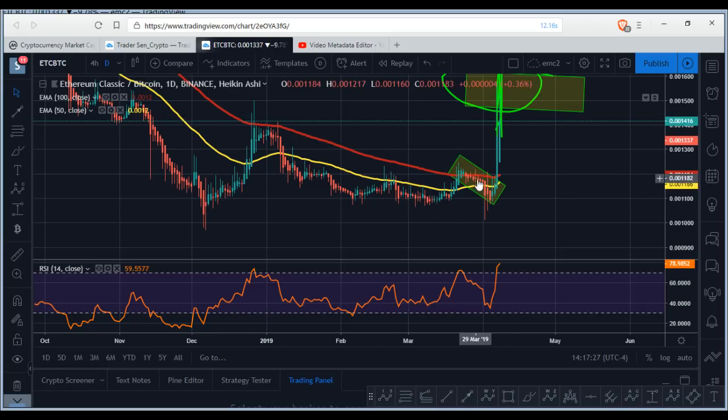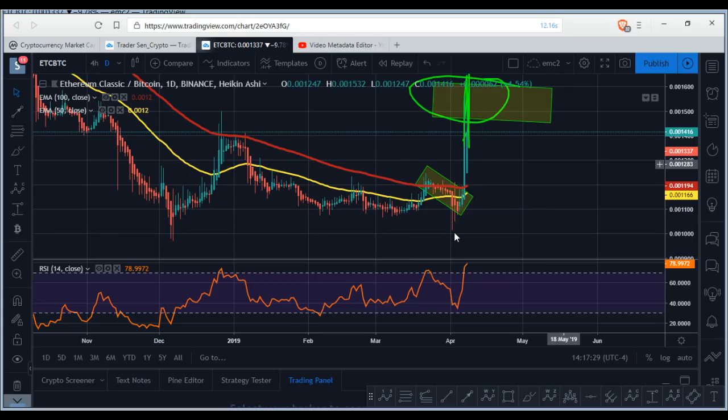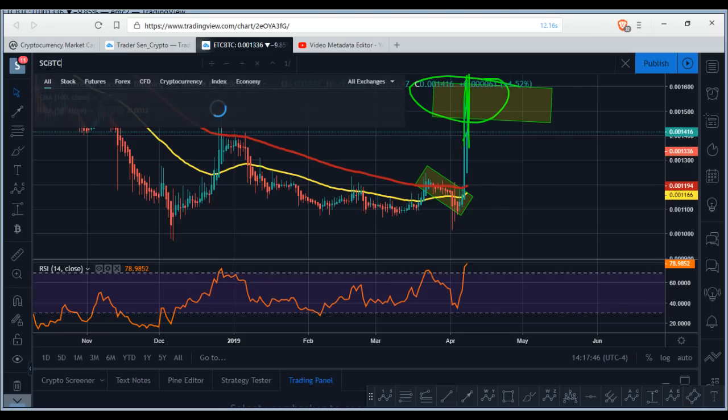A double bottom, push to the upside, come back down, push, make a flag, break to the downside, another push to the upside. So you take a look at ETC, looks like Siacoin, right? Nice bull flag, push to the downside, all of a sudden a very vertical move to the upside. So let's go back to Siacoin.